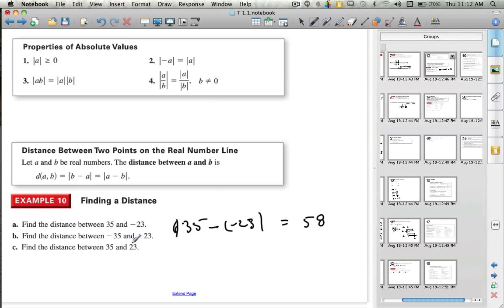Okay, between negative 35 and 23, it's the absolute value of negative 35 minus negative 23. So I got a little sloppy there. Negative 35 minus negative 23 is negative 12, and the absolute value of negative 12 is 12. Right? And the difference between 35 and 23, 35 minus 23 again, is 12. The absolute value is 12. So this is really explicit.